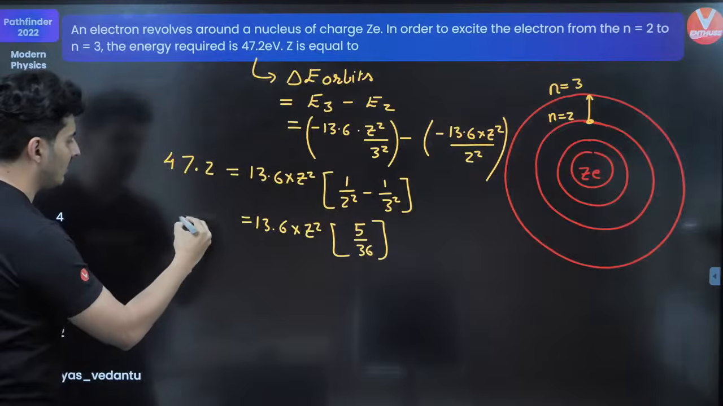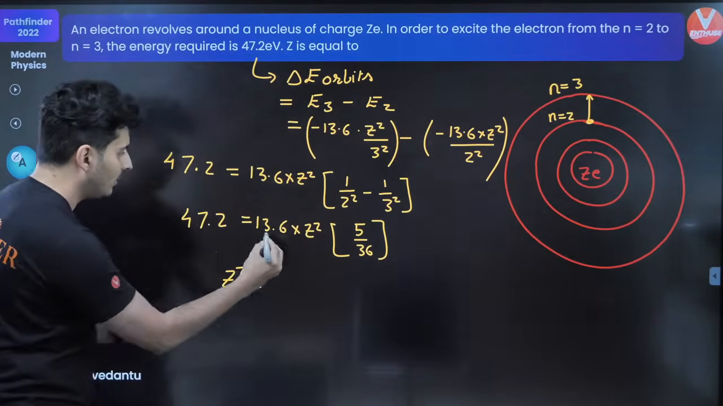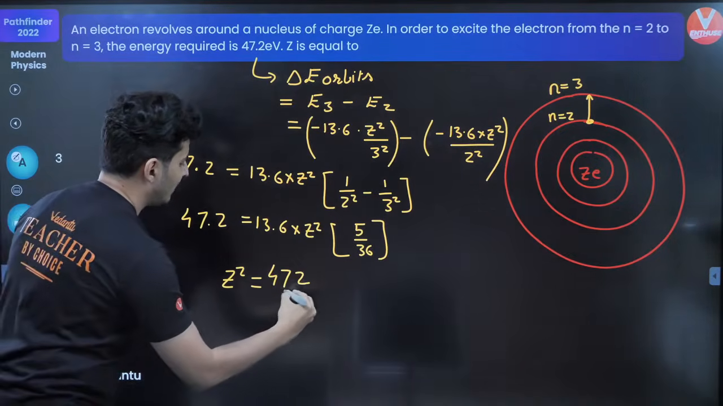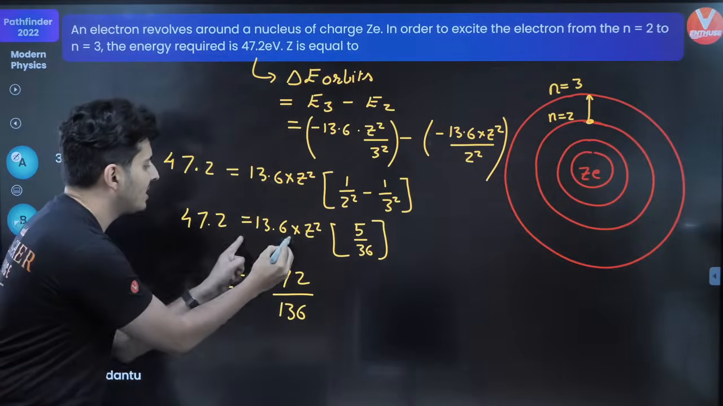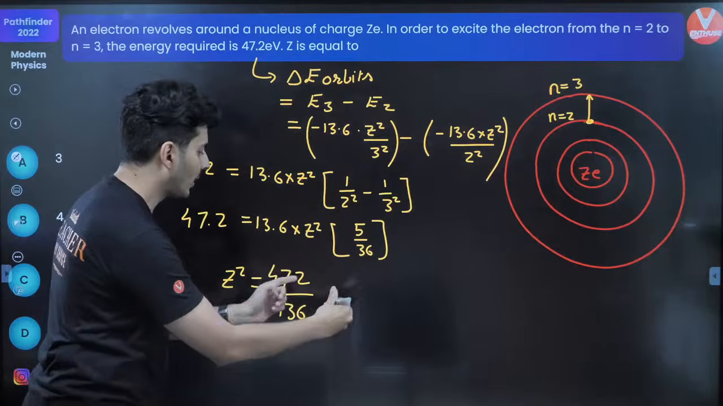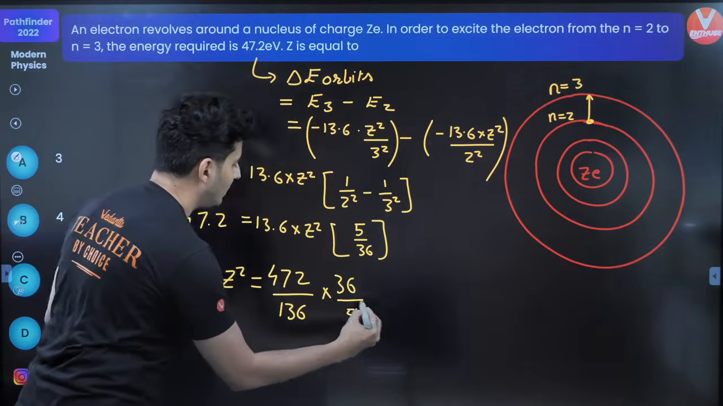So let's just shuffle this equation around a little bit. Z square will become 47.2. I'll write it as 472 divided by 136. It's one and the same thing. I've just shifted the decimals on both sides. I'm allowed to do that. So 36 goes on the top and you have 5 below.